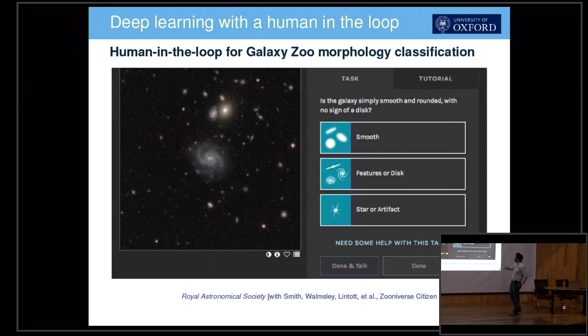And this is actually deployed. So if you go and take part in this citizen science project, you will be using the tools that we talked about.